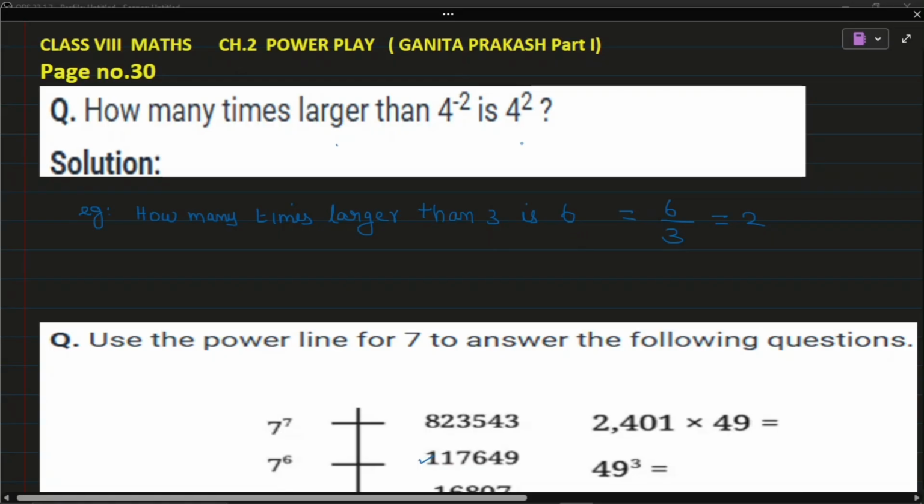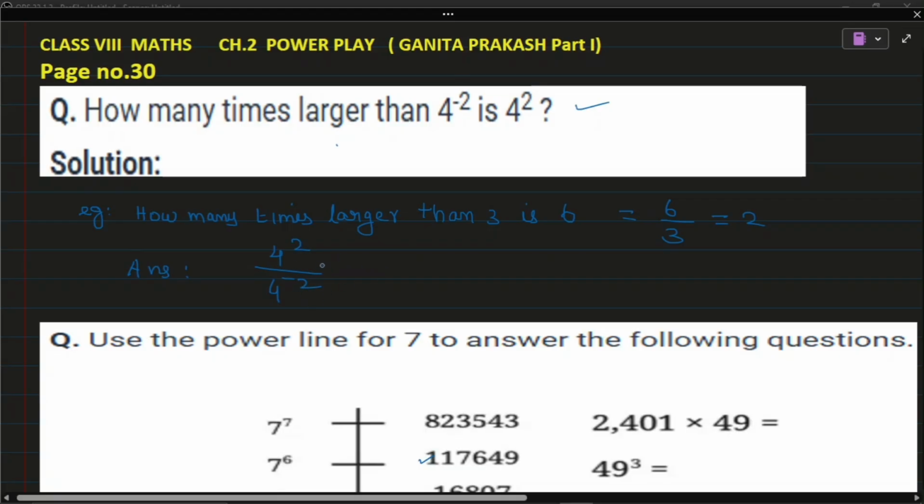How many times larger than 4 raised to minus 2 is 4 squared? So that answer we can find by 4 squared divided by 4 raised to minus 2. Just like how many times larger than 3 is 6, the answer is 6 divided by 3. And here, 4 squared divided by 4 raised to minus 2.